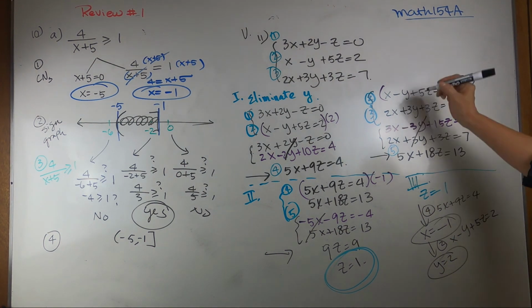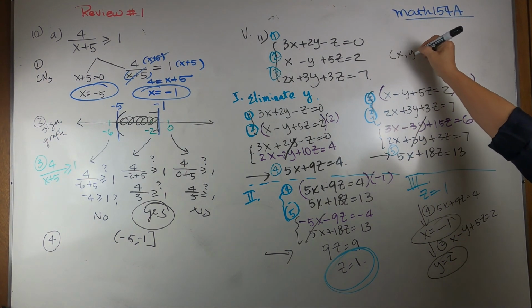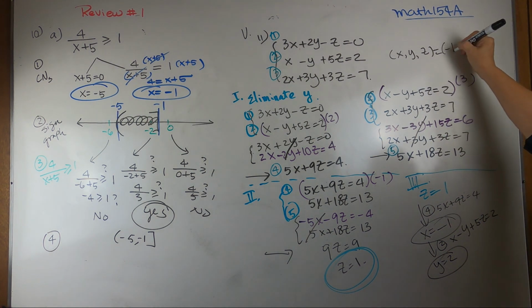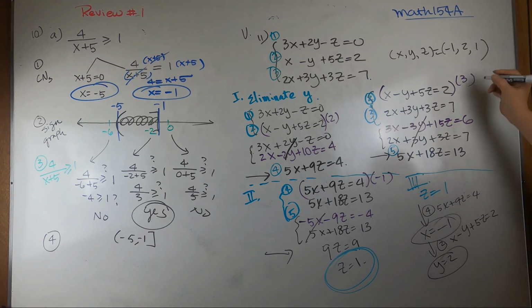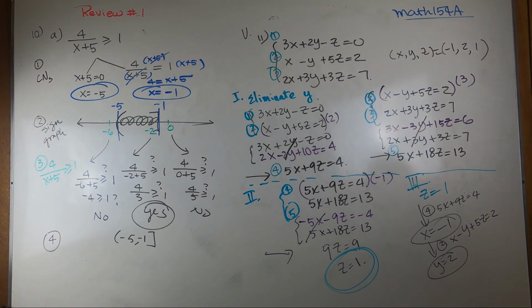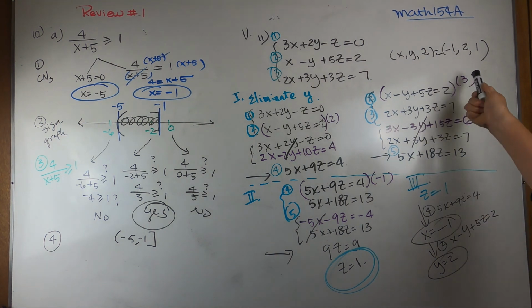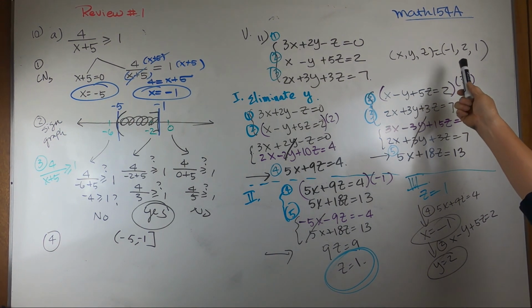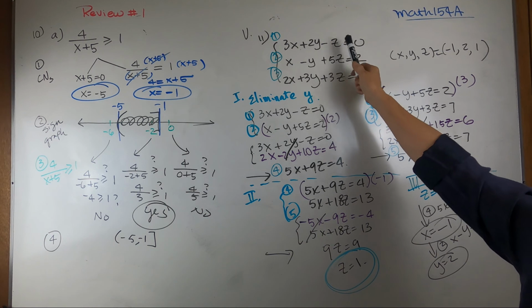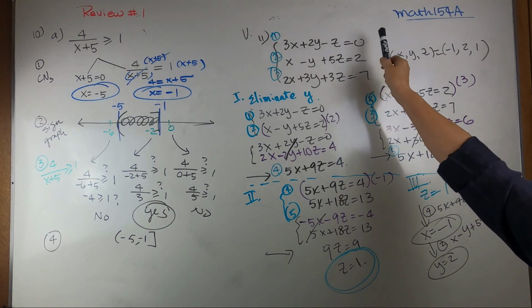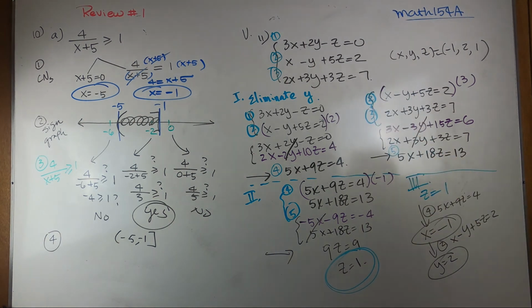So what's your answer? Your answer x, y, z should be here: negative 1, 2, and 1. Is that right? I cannot check for you, so you better check yourself if you write an answer for your test. You need to plug back into each individual equation so you actually get the right answers.